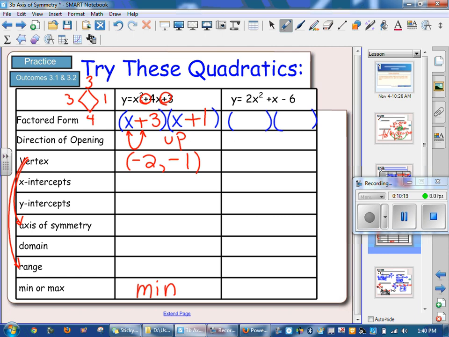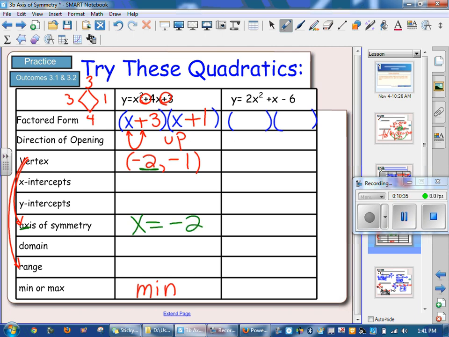What letter does the word axis have in it? X or Y? It's got X. So that means it's the X number of your vertex. So you're going to say X equals -2. And yes, you must say X equals. Okay, so write X equals -2.